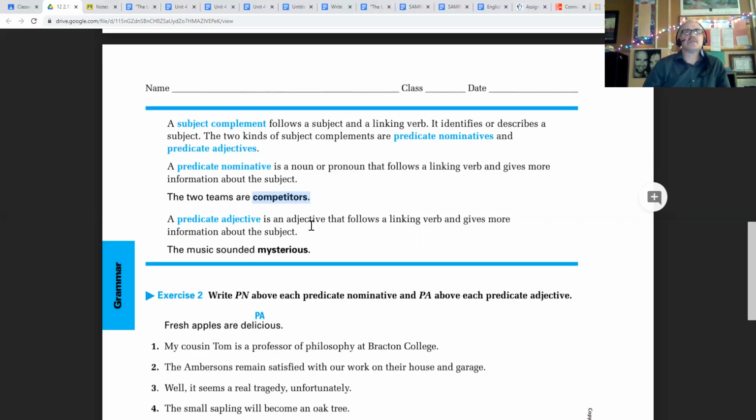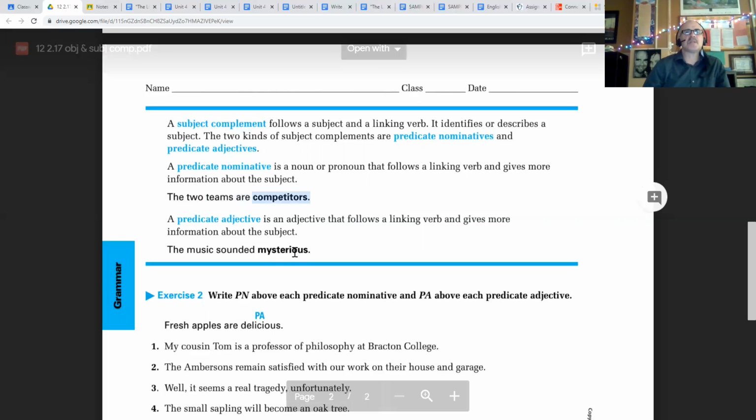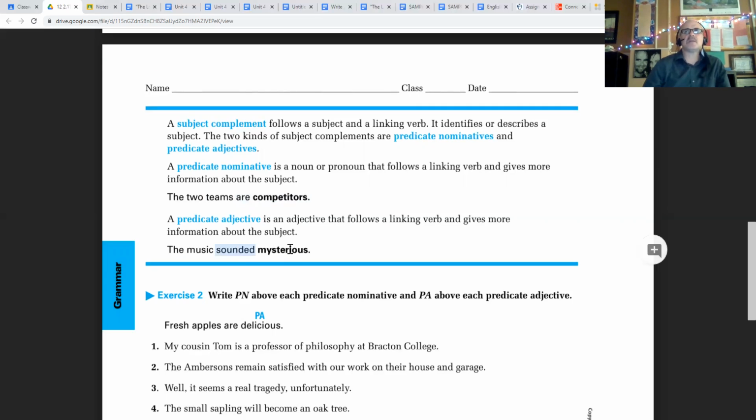A predicate adjective is an adjective that follows the linking verb and gives more information about the subject. So here we have, the music sounded. Now that's still a linking verb, right? Sounded. Now I can sound a horn, and that's an action verb. But if something just sounds ugly or sounds pretty, or in this case, sounded mysterious, then that's just a condition. So in those contexts, the word sounded, like the word appear or seem, is a linking verb. Could be either one. Here it's a linking verb. Adjective, mysterious, after it. That's called a predicate adjective.